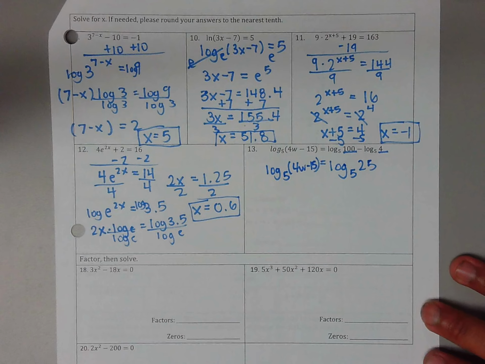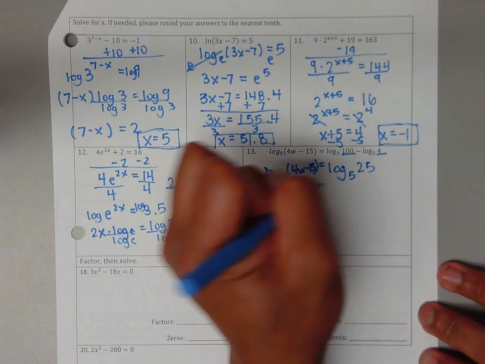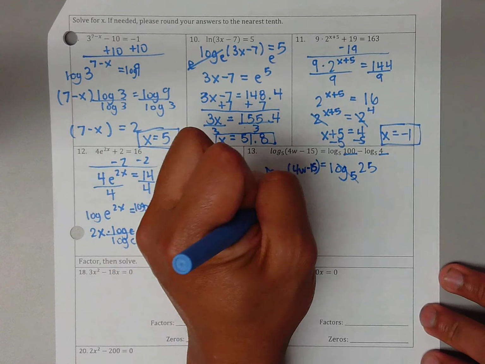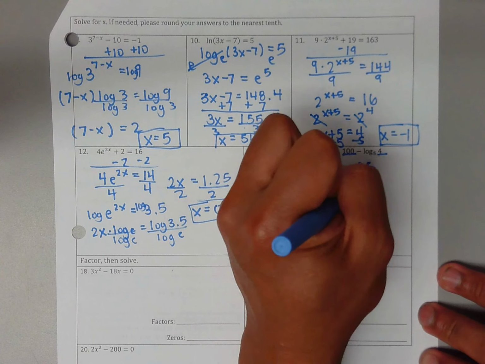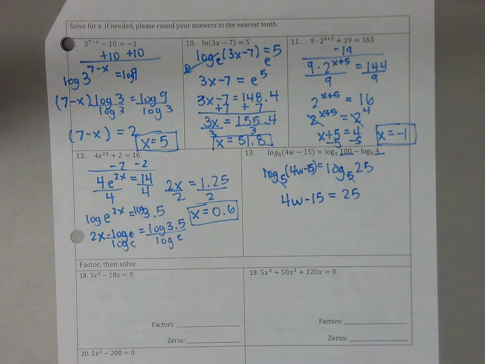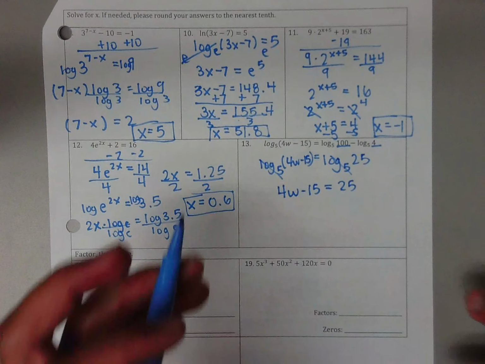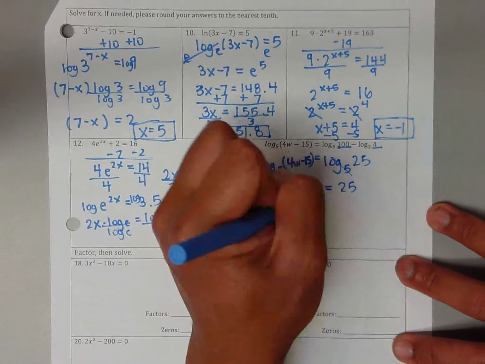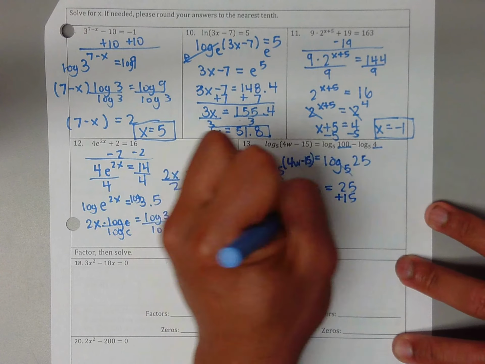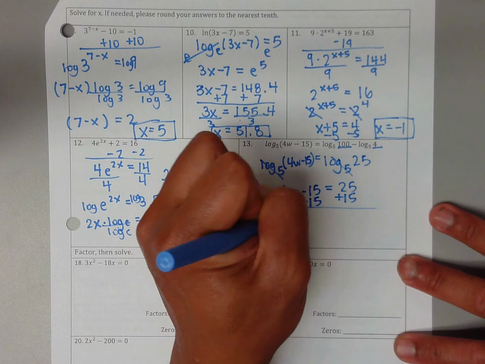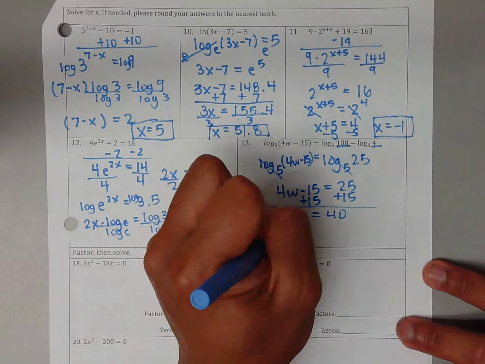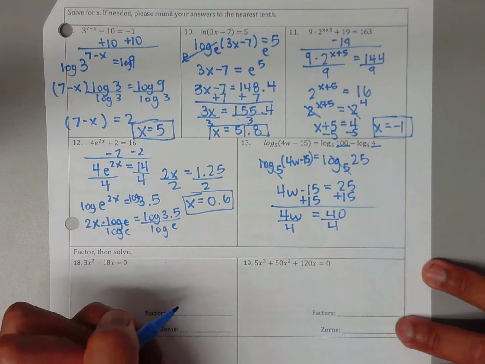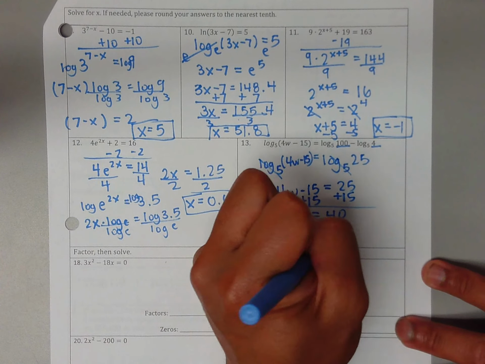And then now we go ahead and cancel out our log 5s, right? Same base, so they just cancel out. 4w minus 15 is equal to 25. Now we go ahead and add 15 to both sides. We get 4w is equal to 40. And then divide both sides by 4. We get w is equal to 10.